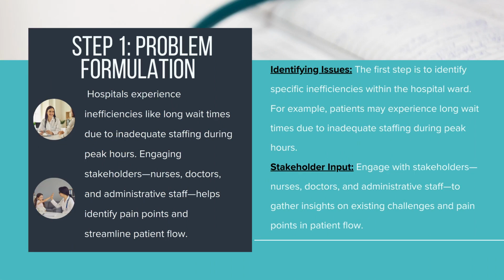Step 1. Problem formulation. Before we can solve any issue, it's crucial to clearly identify the problem. In our scenario, the focus is on a hospital ward where patients are experiencing long wait times and reduced quality of care due to staffing inefficiencies. For instance, during peak hours, the staff might be stretched too thin, leading to delayed treatments and frustrations for both patients and healthcare providers. To address this, we need key input from stakeholders like nurses, doctors, and administrative staff who are directly involved in patient flow.